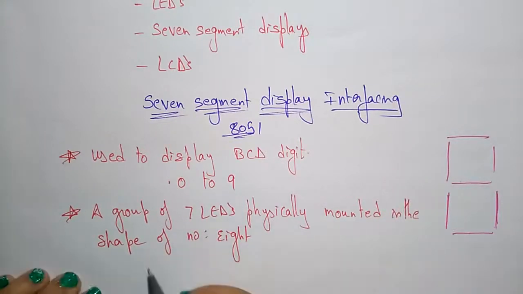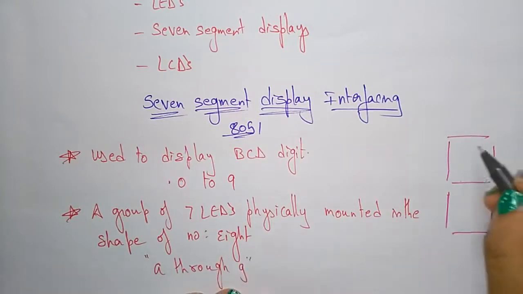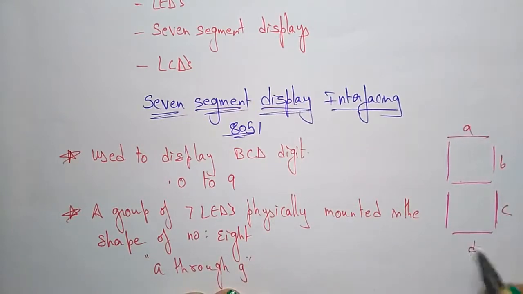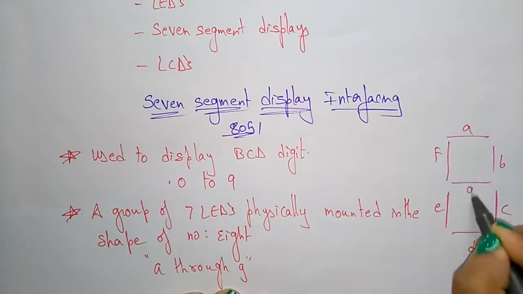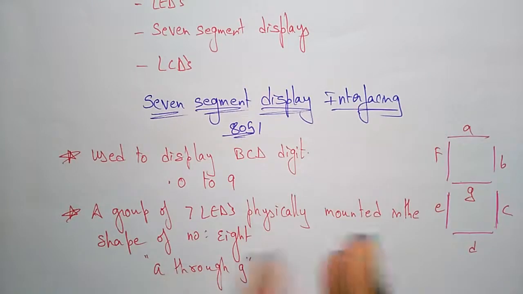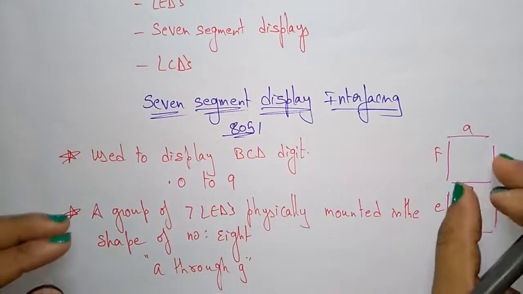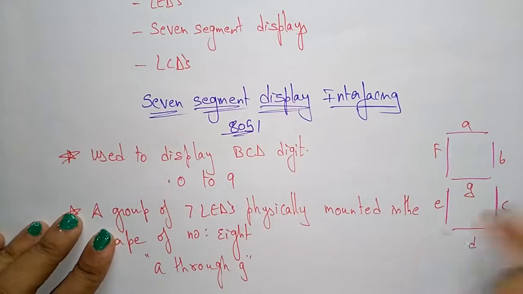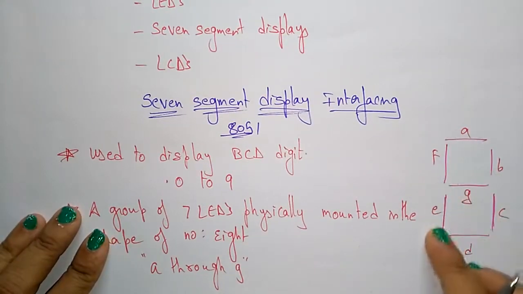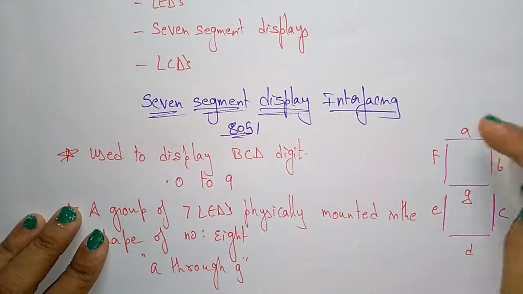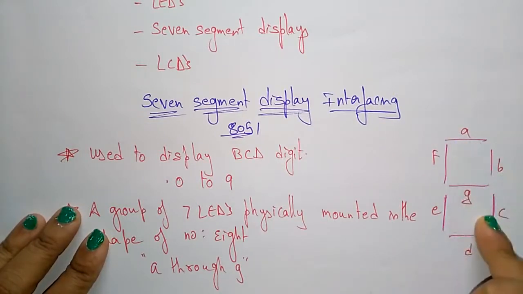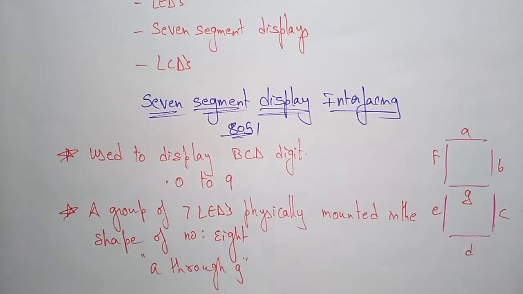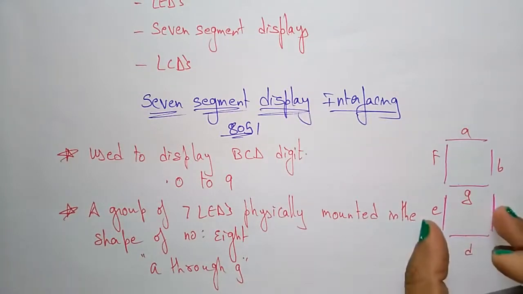Here they are labeled A through G. So this is A, B, C, D, E, F, G. So this is a 7-segment display. Based on the operations, the LED lights will glow. For 1, these two will be active and all others are off, and for 2, A, B, G, E, D, like that. Suppose 7 means A, B, C: these 3 will be on, and the rest of them are off. So whatever input we give, the corresponding LED lights will glow.